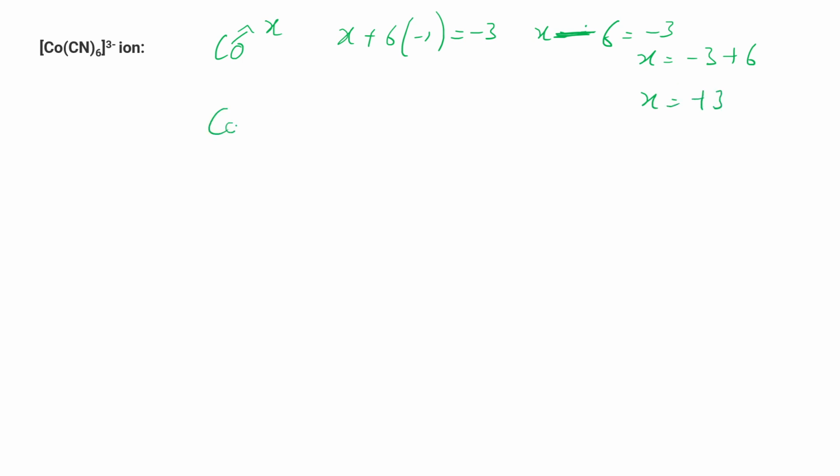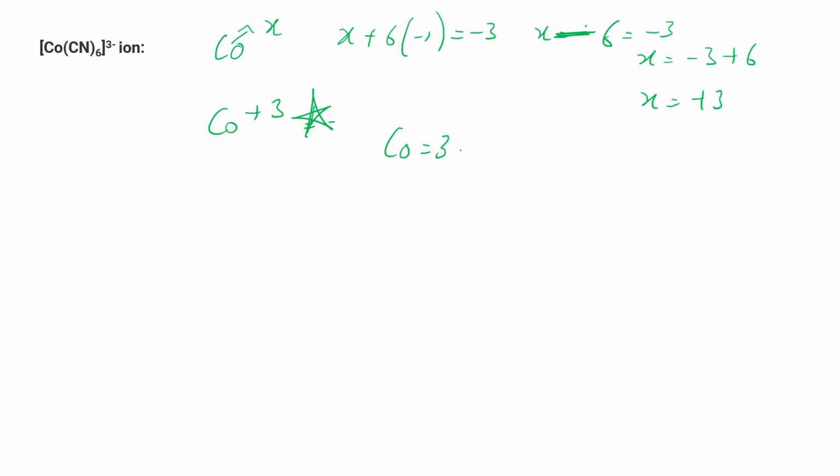Cobalt hexacyano complex. What is the oxidation state? Now I hope you guys can calculate it. Let us take the oxidation state or charge of cobalt as X. X plus 6 times cyanide, which has minus 1, is minus 3. So X minus 6 equals minus 3, X equals minus 3 plus 6, X comes out to be plus 3. Cobalt has a plus 3 charge. Okay, plus 3 oxidation state.